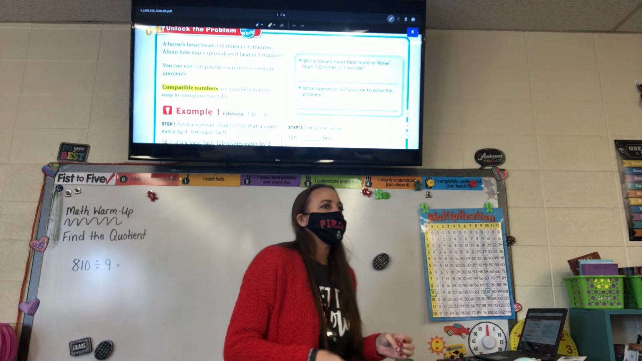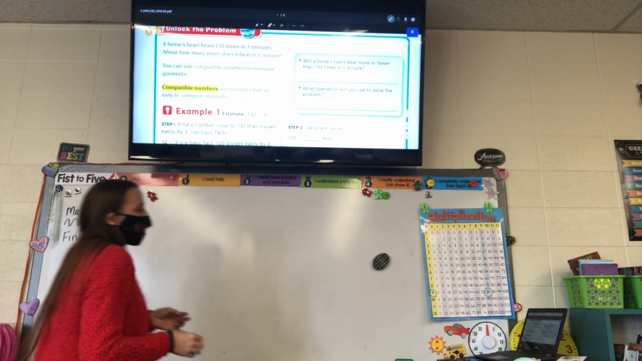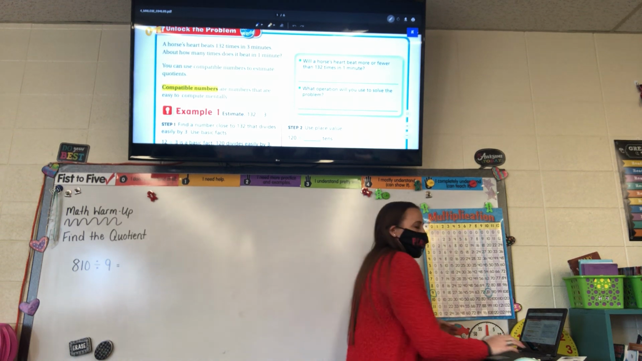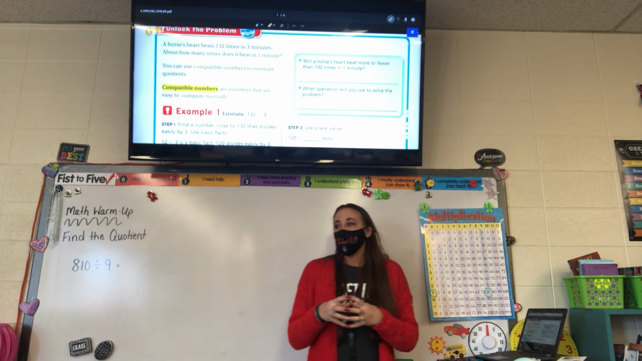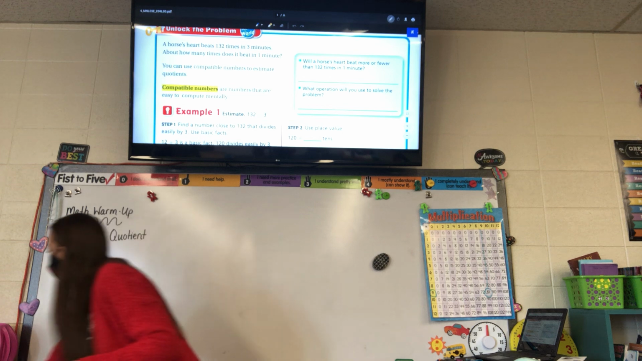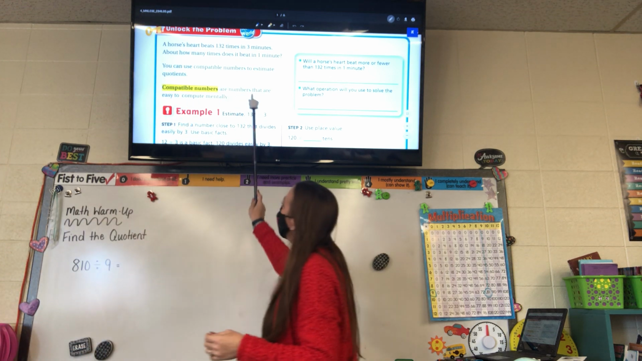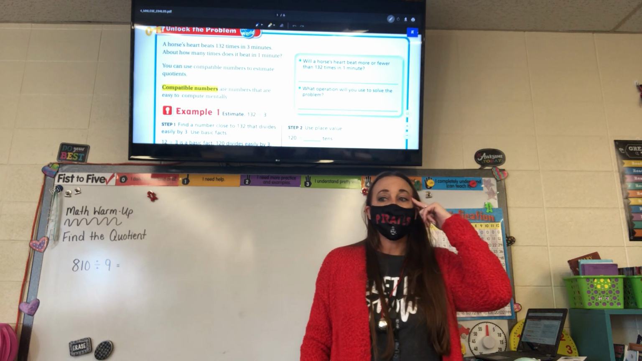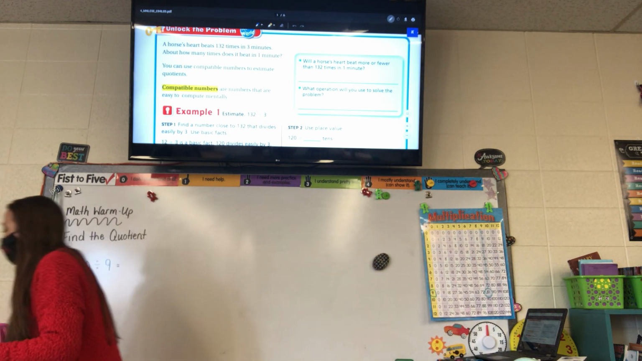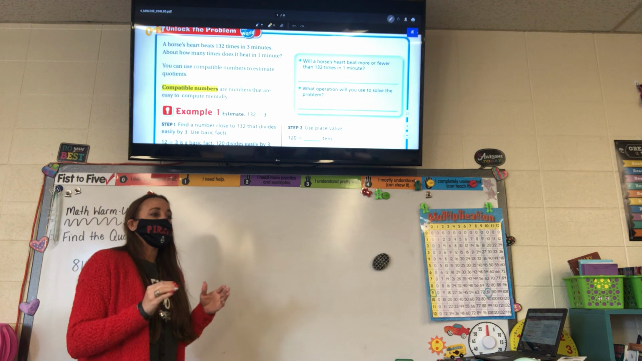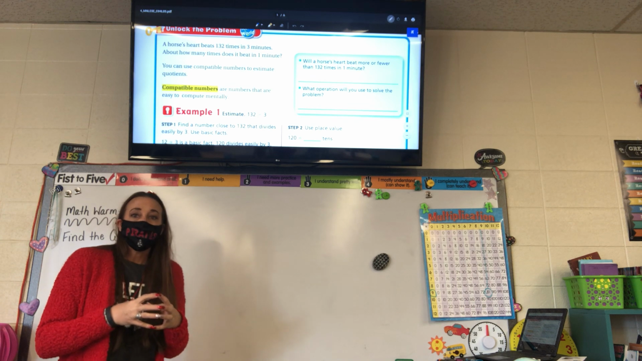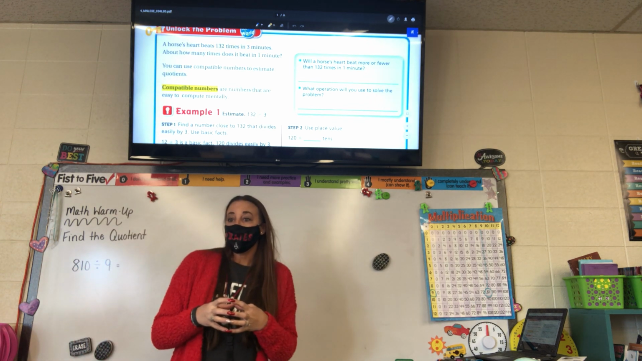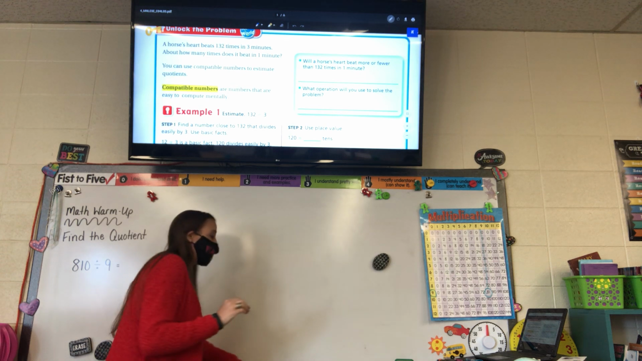Okay, we are starting today estimating quotients with compatible numbers. Compatible numbers, it says right here, are numbers that are easy to compute mentally or in our head. This is really similar to what we've done in the past, only it's easier. Let me show you a quick example.